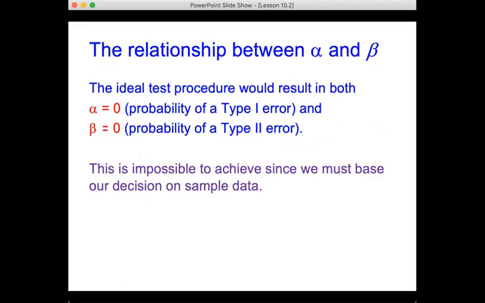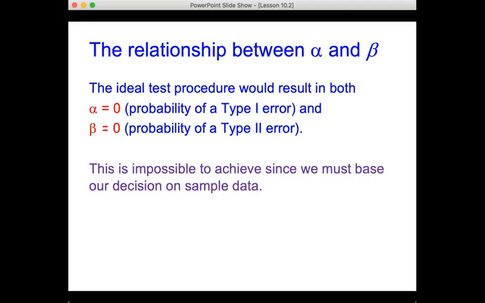Well, first off, both of them are bad, right? Obviously, we don't want either of those things to happen. But unfortunately, it's just not possible to have both alpha and beta be equal to 0. It's just not possible because we are using sample data. There are errors that happen. It's not a census, so there is a margin of error because we're using sample data.